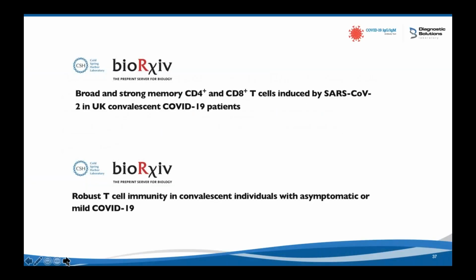So there's a couple of studies that have been published recently. Actually, these are not quite peer-reviewed yet, so they're on the preprint server bioRxiv. So one is titled Broad and Strong Memory CD4 and CD8 T Cells Induced by SARS-CoV-2 in UK Convalescent COVID-19 Patients. And then the second one is Robust T Cell Immunity in Convalescent Individuals with Asymptomatic or Mild COVID-19.